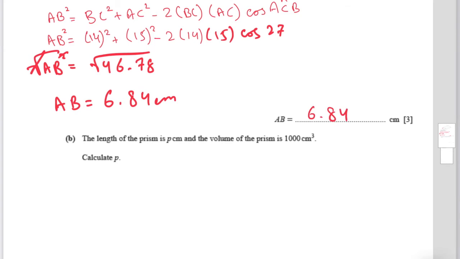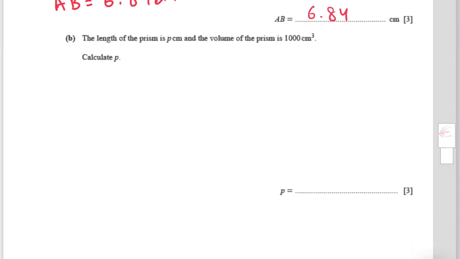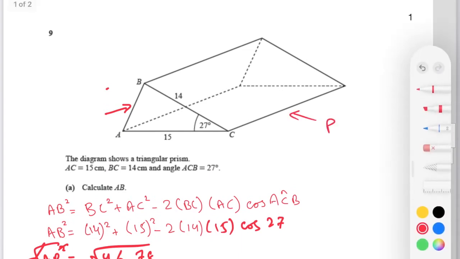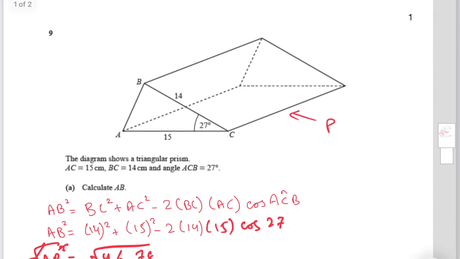Okay, let's move on. The question says the length of the prism is P centimeters and the volume of the prism is 1000 centimeters cubed. Calculate P. So they are telling us that this length is P. So we need to find P and they've given us the volume. The volume is 1000 centimeters cubed. Now how to find the volume of a triangular prism? We multiply the area of the base, which is a triangle, with the length, which is P.